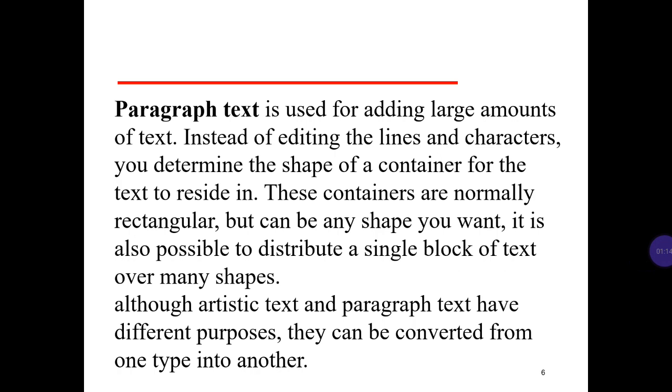Paragraph text is used for adding large amounts of text. Instead of editing the lines and characters, you determine the shape of a container for the text to reside in. These containers are normally rectangular, but can be any shape you want. It is also possible to distribute a single block of text over many shapes. Also, artistic text and paragraph text have different purposes. They can be converted from one type into another.